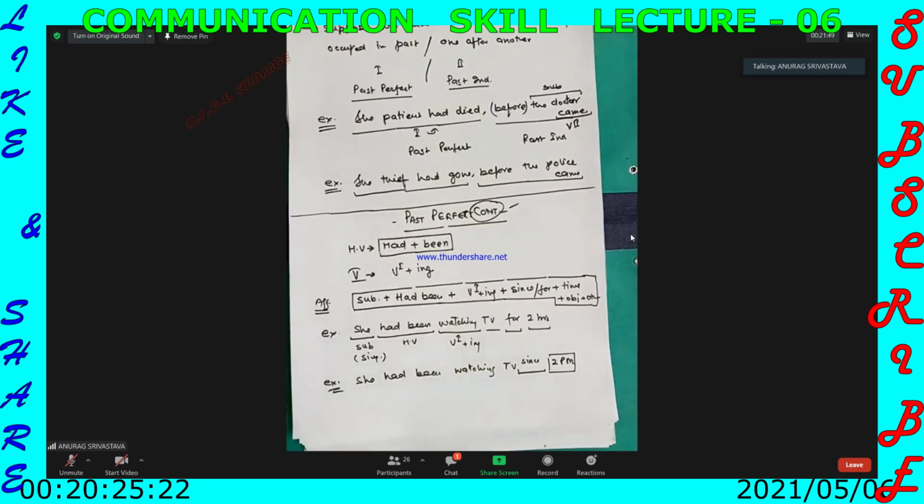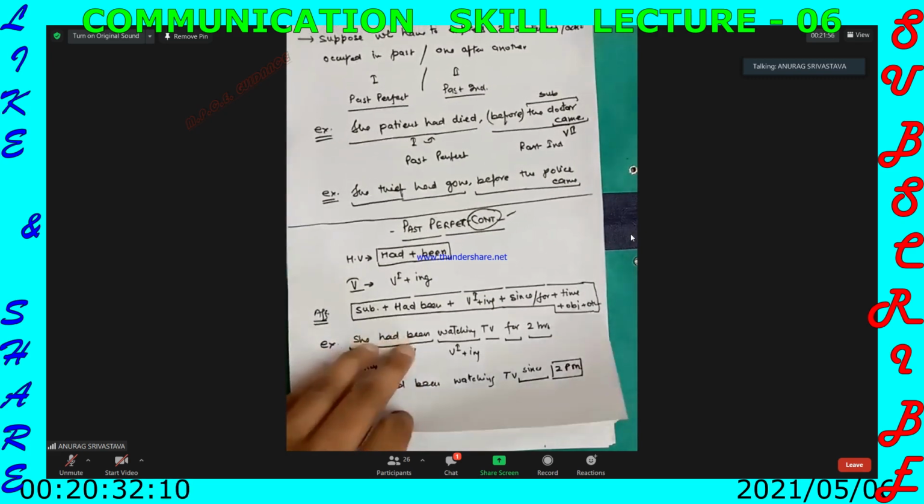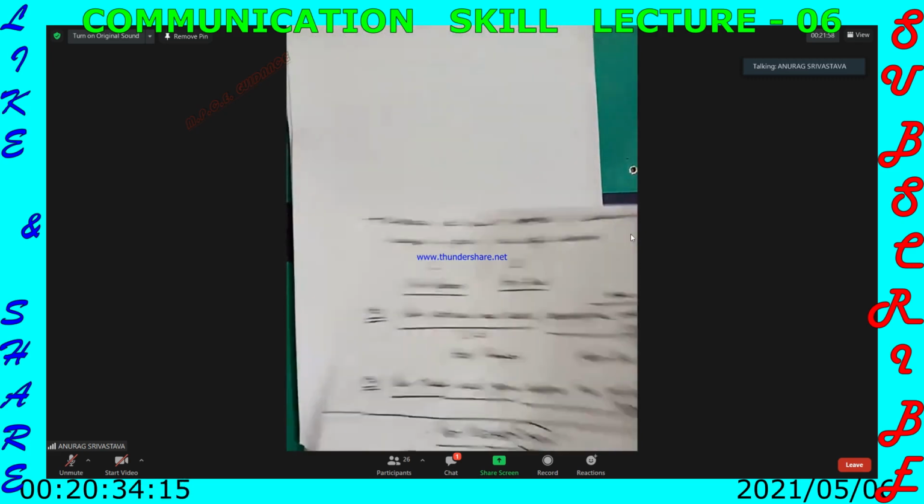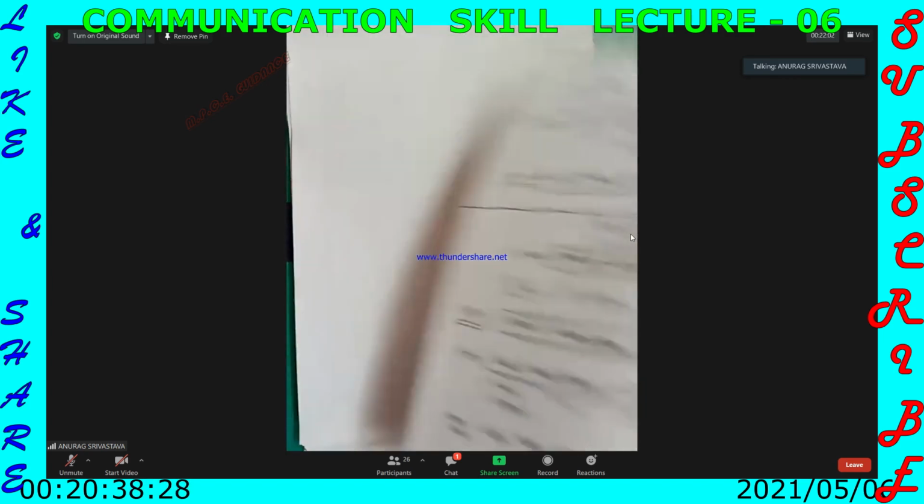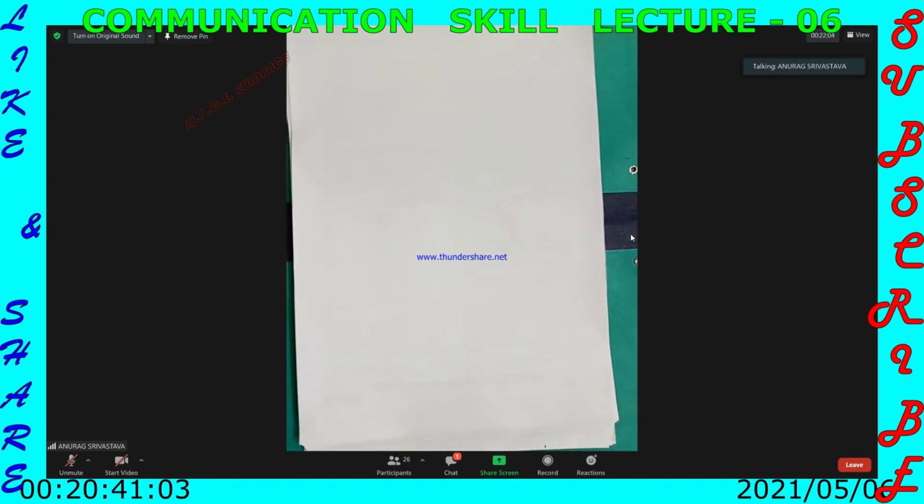It is the same sentence written in affirmative form in past perfect continuous tense. Clear? I think there is no doubt. So it is the affirmative type of sentence. Now we will write down the negative form of the same sentence.